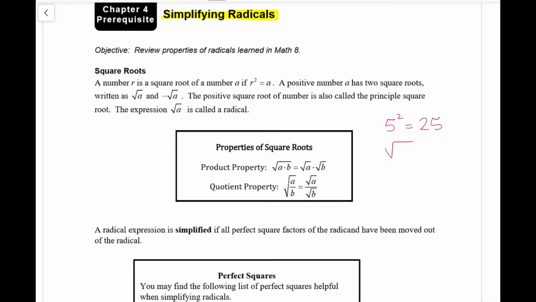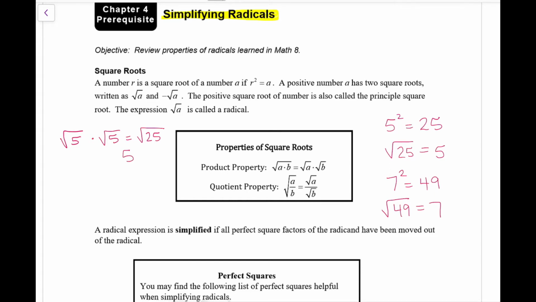So the square root of 25 would equal 5. So if I have 7 squared, this equals 49. So the square root of 49 is equal to 7. Now we have a product property here. If I have the square root of 5 times the square root of 5, this is equal to the square root of 25, which is just equal to 5.